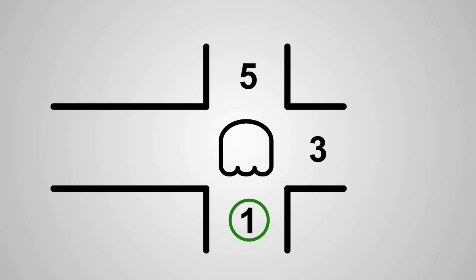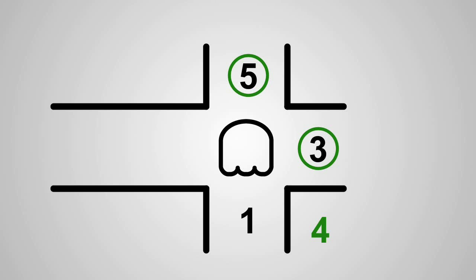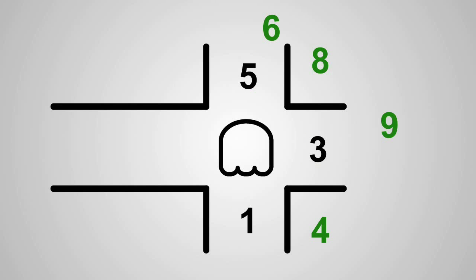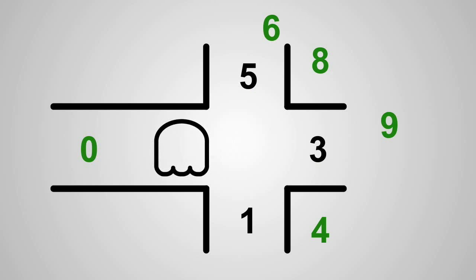If only down, a number of 1. Up will be a number of 5. If forward and down are available, we'll get 4. If up and forward are available, we'll get 8. If only up and down are available, we'll get 6. And if all of them are available, we'll get 9. If none of them are available, we'll get 0, and the ghost will just go back the way it came.